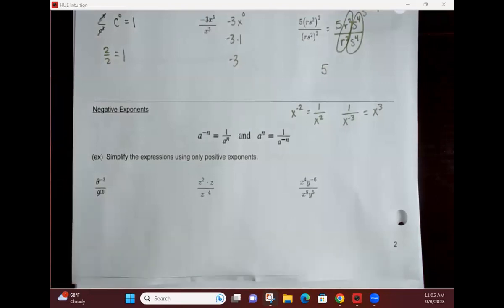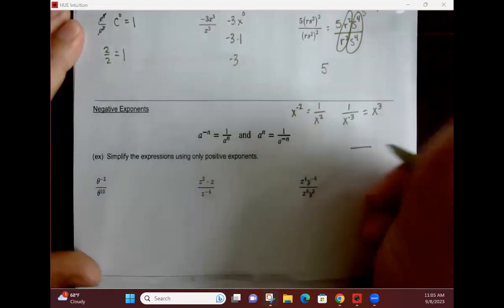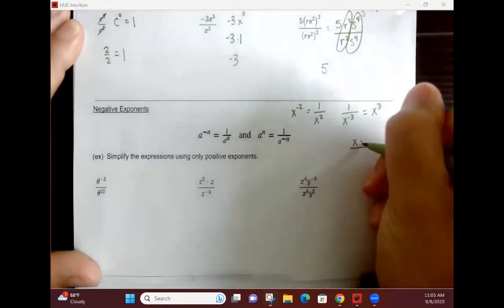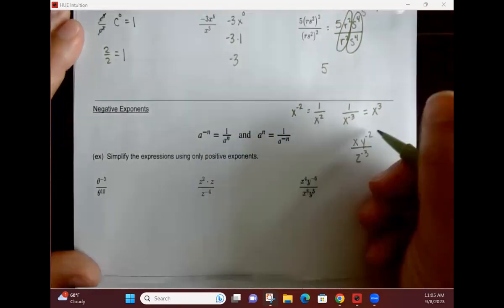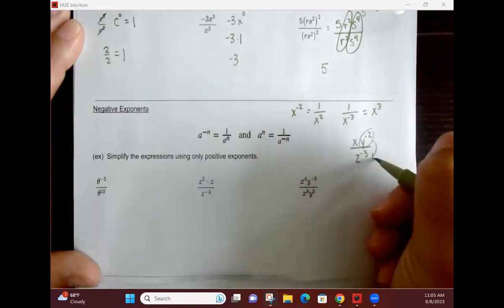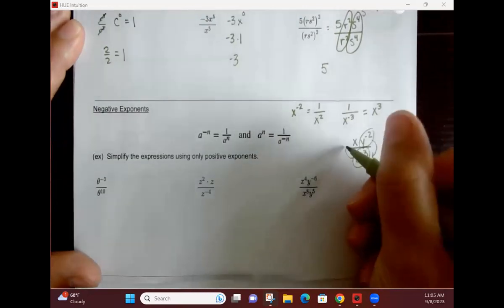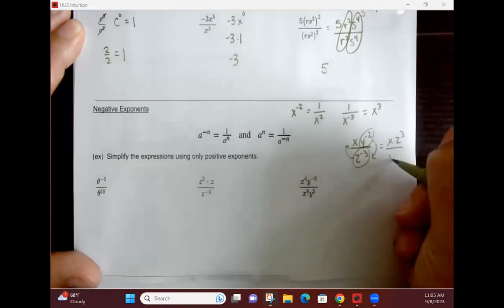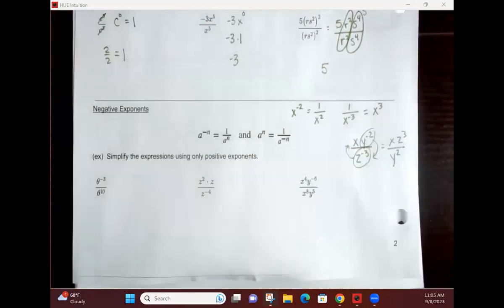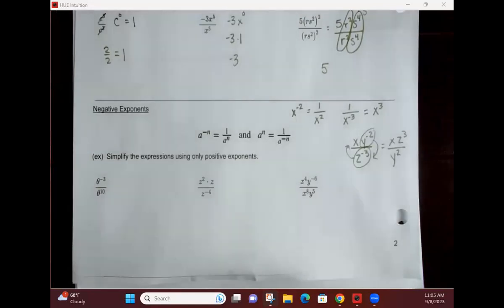If I've got multiple terms, which we'll see here in just a minute, within a quotient, within a sort of fraction setup already, so for example, something like x, y to the negative second, z to the negative third, that means that this y to the second wants to live on the bottom, this z to the negative third wants to live on the top. So I move those guys to the other part of the fraction. Once I move them, the exponents are not negative anymore because they're where they want to be.